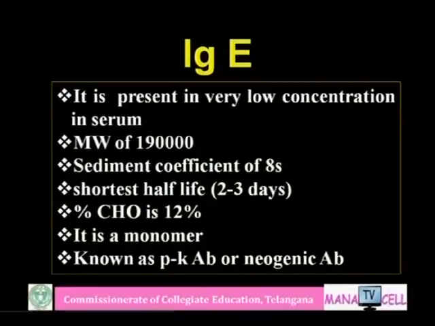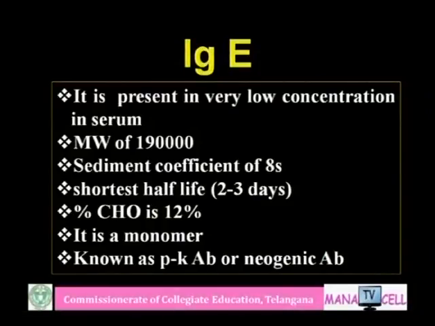So, next one is IgE. This IgE is also present in low concentration in the serum. It has a molecular weight of 190,000 and a sedimentation coefficient of 8S. It has the shortest half-life, about 2 to 3 days, and the carbohydrate moiety is 12%. It always exists as a monomer, also called reaginic antibody or homocytotropic antibody.